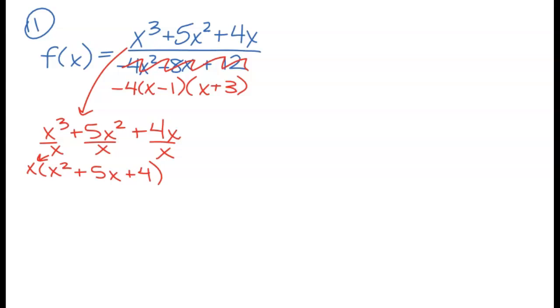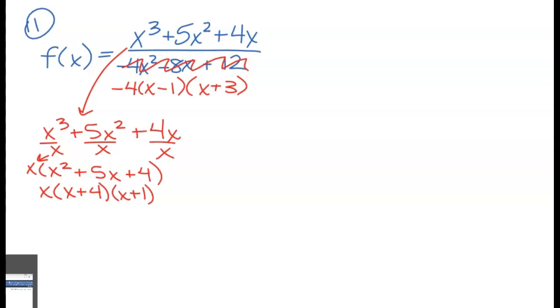Your first thought is factor by magic numbers. So two numbers that multiply to give me 4 and add to give me 5. 4 and 1. So my factors are x plus 4 and x plus 1. Do you agree with our factoring?